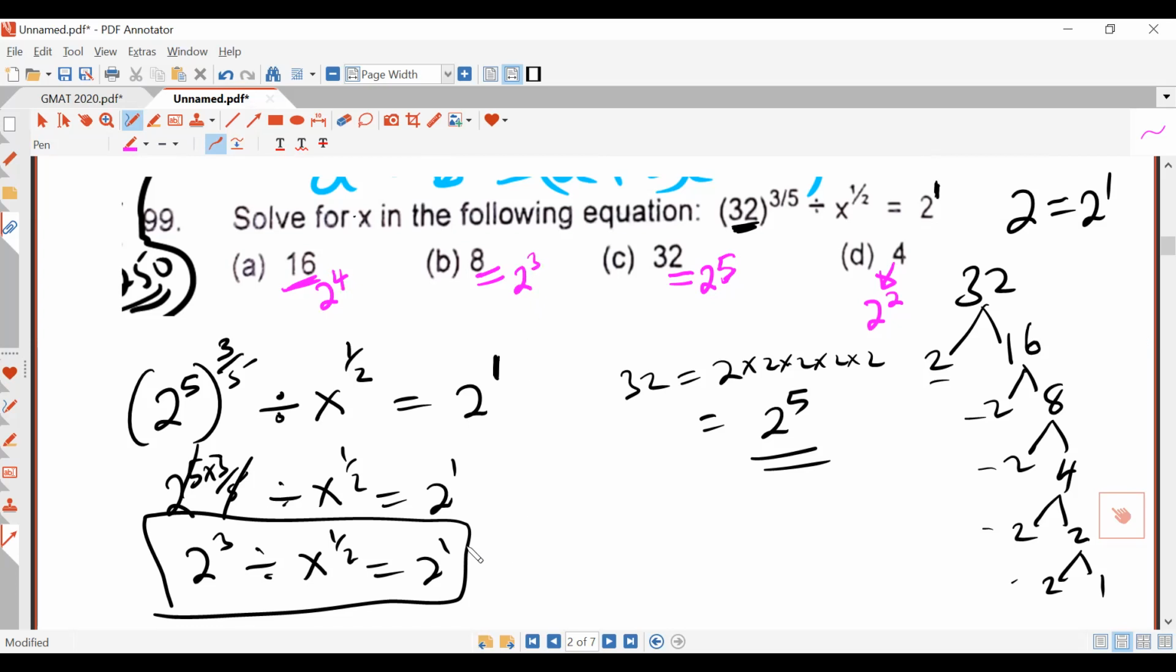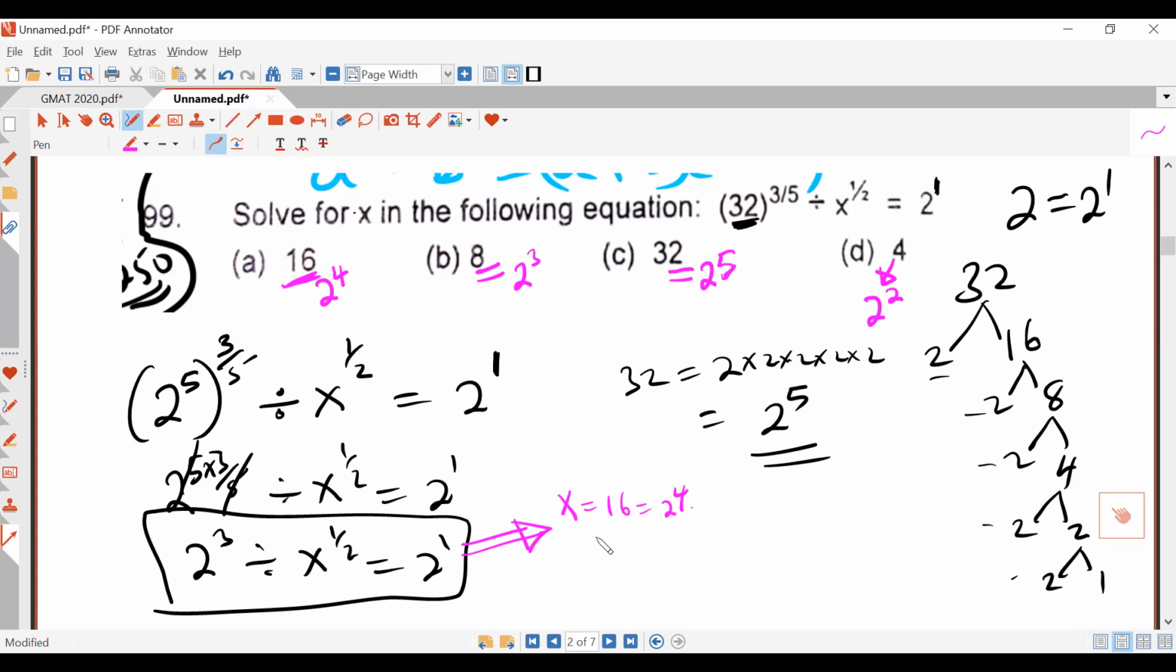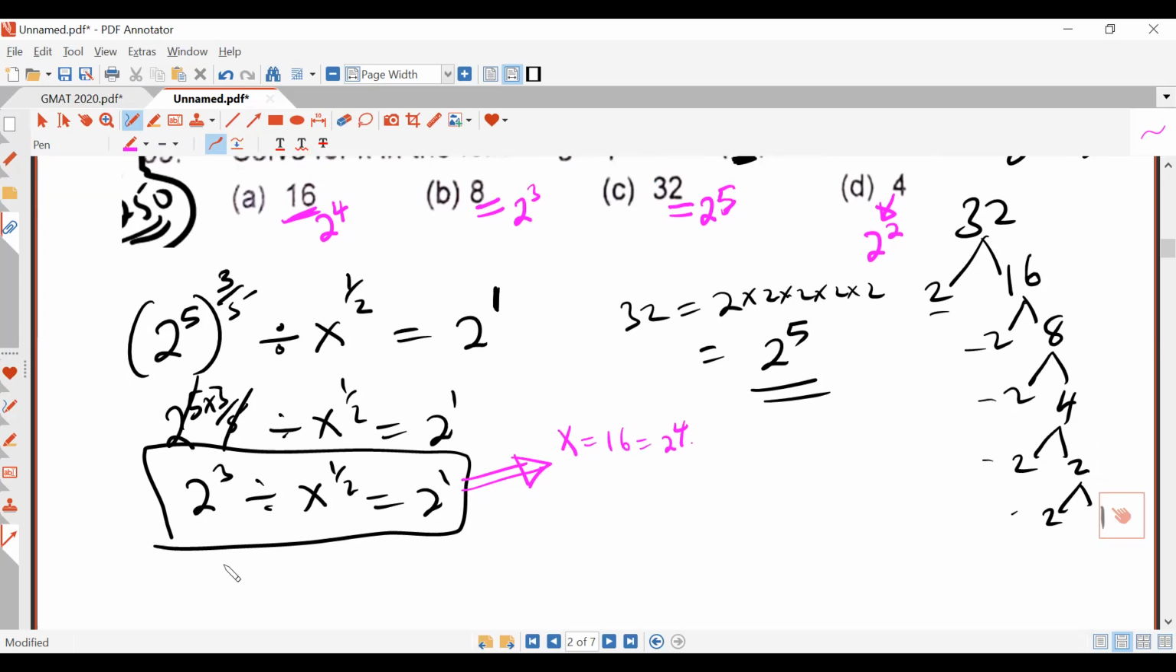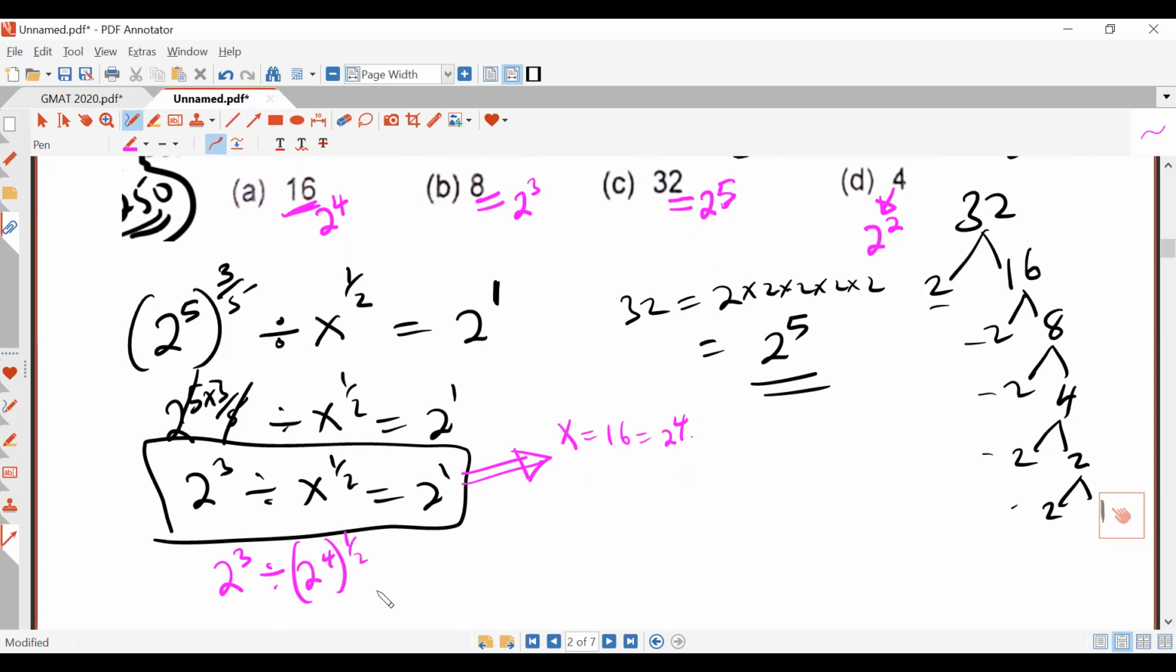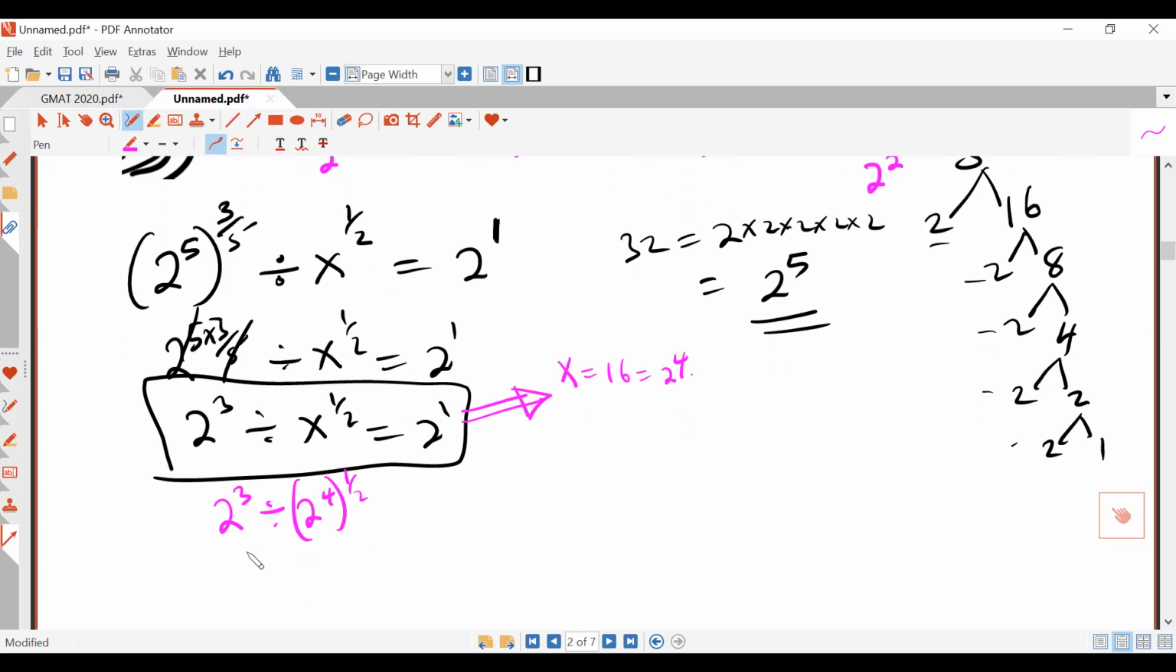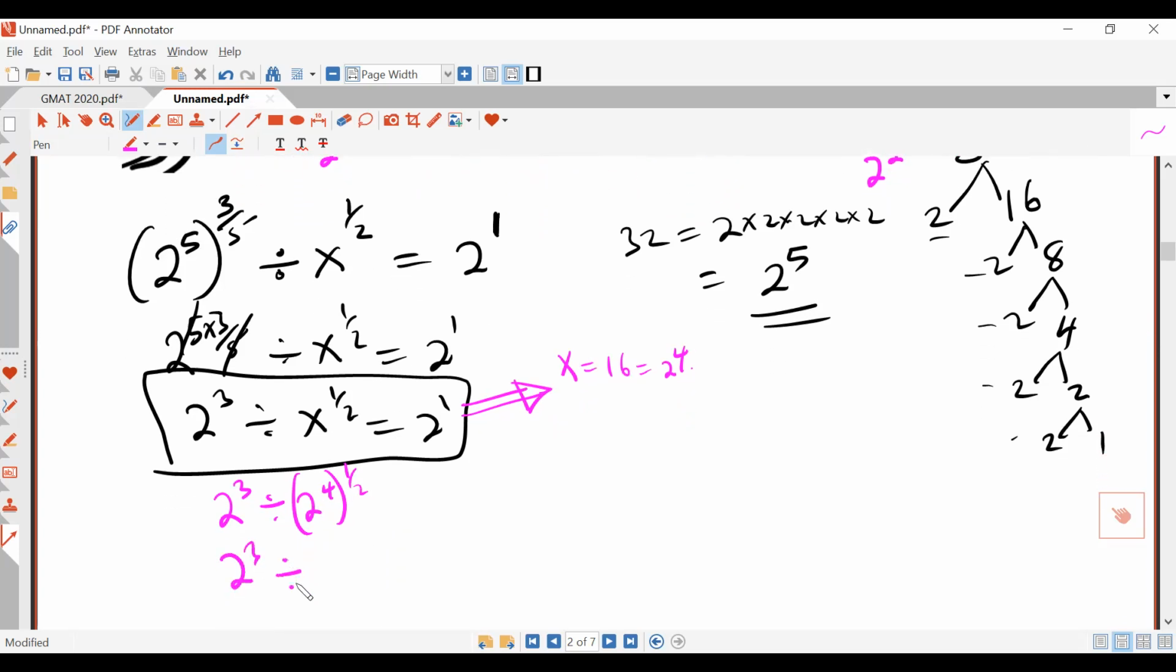So I'm going to assume that x is equal to 16, which is the same as 2 to the power of 4. I'm going to put it there and see, do I get the 2 to the power 1? So I'll have my 2 to the power 3 divided by 2 to the power 4, power a half. What do I get here? The same as 2 to the power of 3 divided by 2 to the power 2.